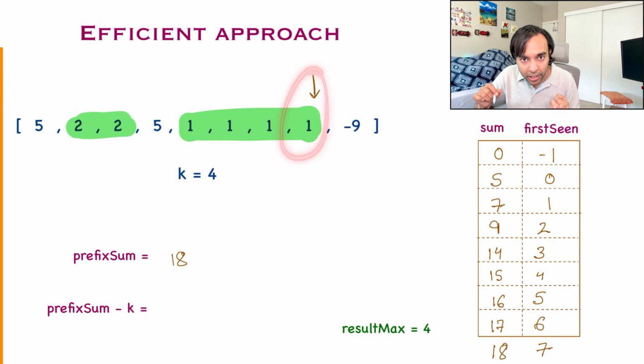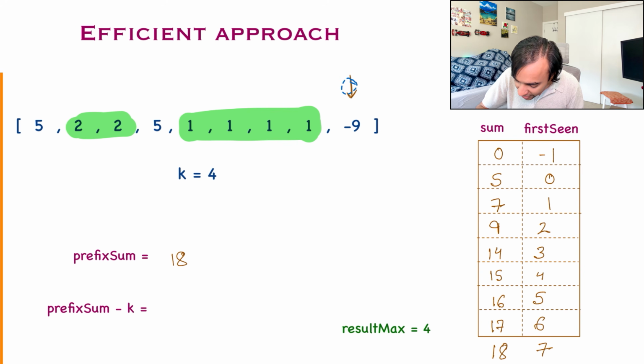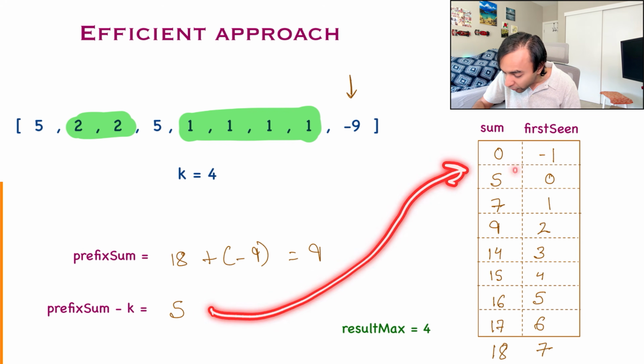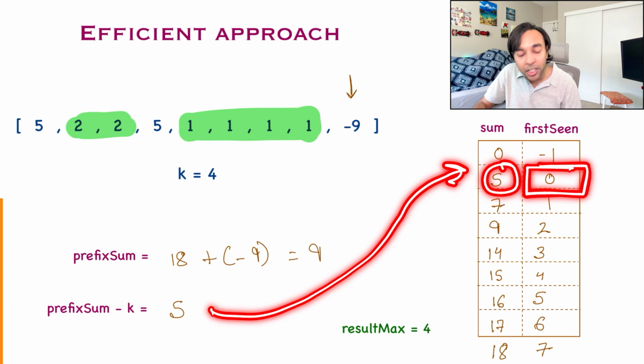I am at this particular index. So what I will do, I go on to the next index and now what is the prefix sum? 18 minus 9 and that gives me a 9. Now what do? Prefix sum minus k. That means 9 minus 4 and that is a 5. Have you seen a 5 earlier? Yes, you saw 5 already at the index 0.